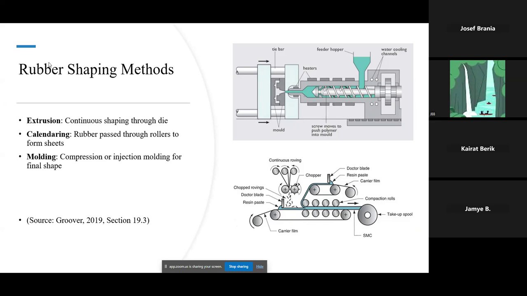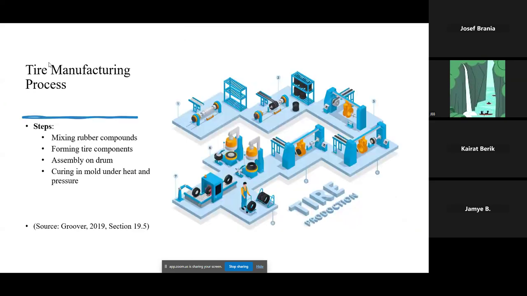Rubber shaping methods. One of them, extrusion, is continuous shaping through a die. Calendering, where rubber is passed through rollers to form sheets. And molding, compression or injection molding for final shape. Tire manufacturing processes include steps like mixing rubber compounds, forming tire components, assembly on a drum, and curing in a mold under heat and pressure.